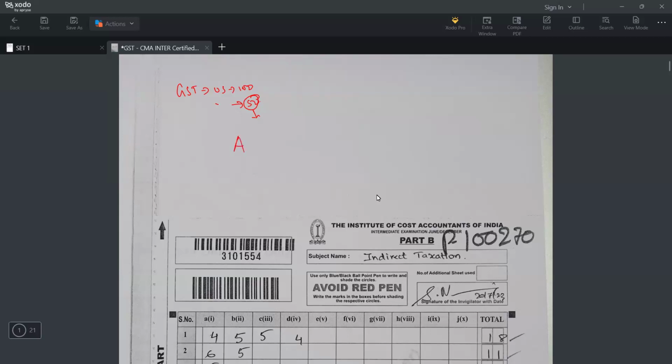I always suggest writing in black pen. That will be more professional. If you write in blue pen, come on, you are not graduates, right? You are professional students. Write it in a black pen, that will give a more professional look.